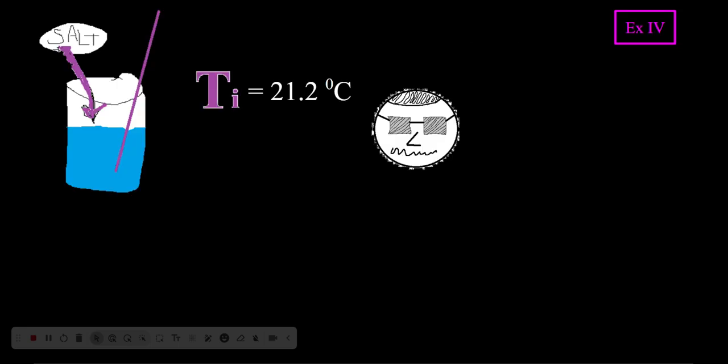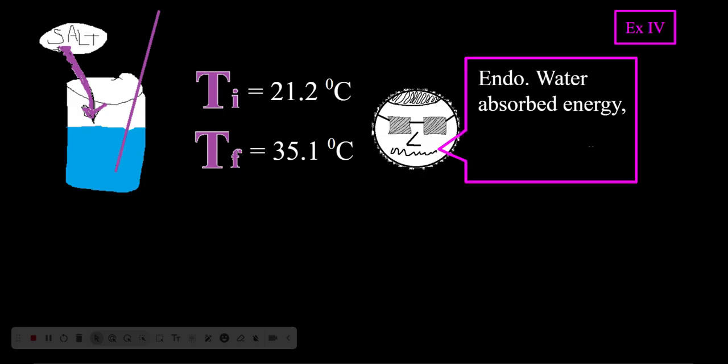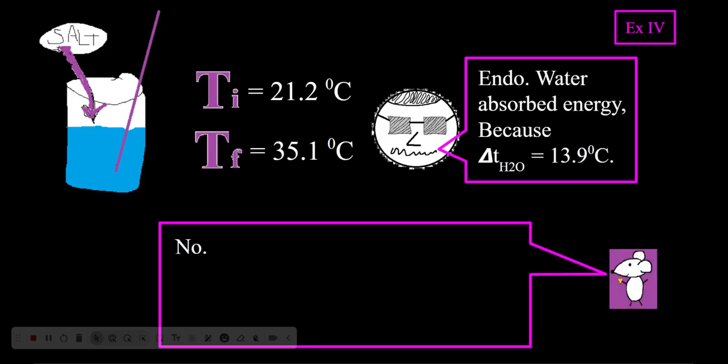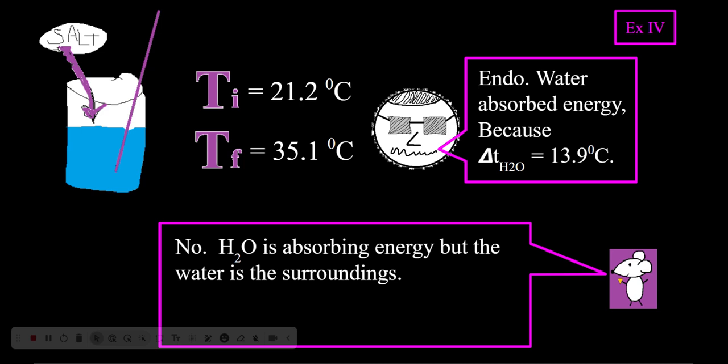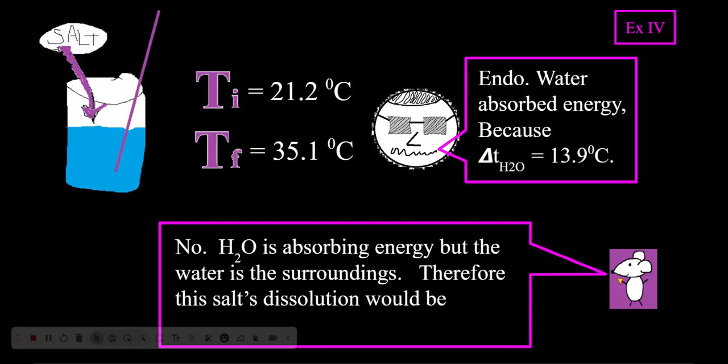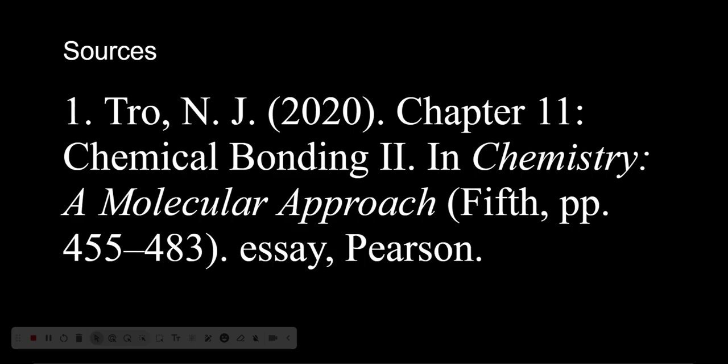All right, here's one more. Okay, Crazy Larry, I forget what his name was. I have to ask one of my old students. He looks at this scenario and he says, hey, it's endothermic because the water absorbed energy. Its temperature went up. They're not wrong here, but once again, the water is the surroundings. And if the surroundings, with the dissolution, are absorbing energy, then the process would be exothermic.